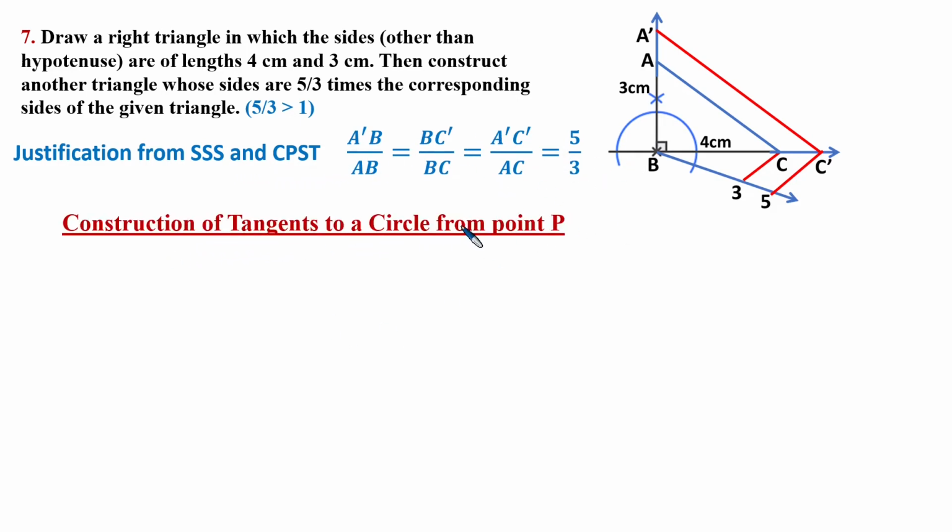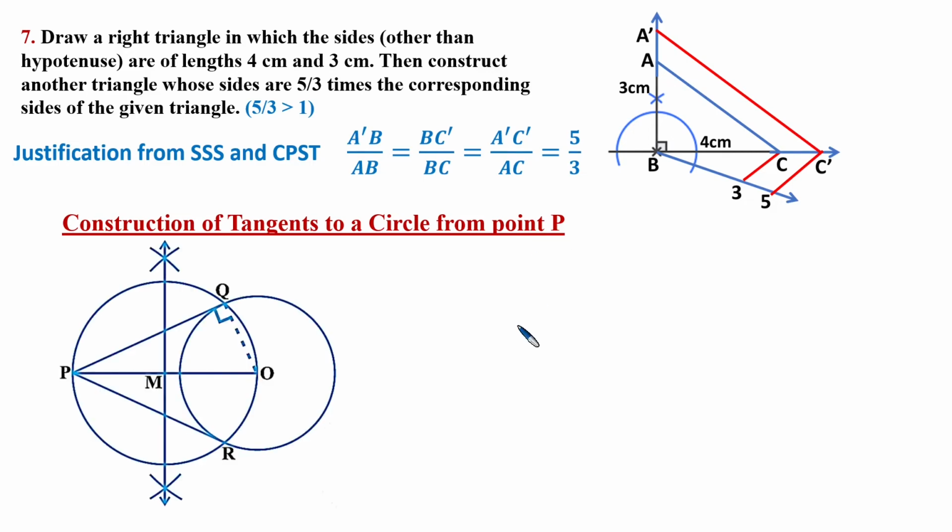Construction of a tangent to a circle from a point P. This is also very simple, which we studied in an earlier class when we were discussing tangents. Given any point and a circle, you have to draw a tangent. How do you draw a tangent? You join the point to the center and bisect it, so this becomes the middle point. How do you bisect? You draw a perpendicular bisector, starting from anywhere.